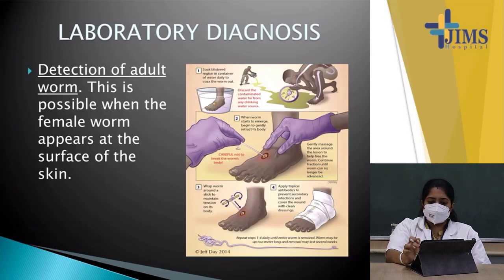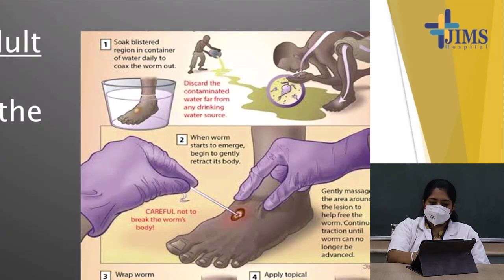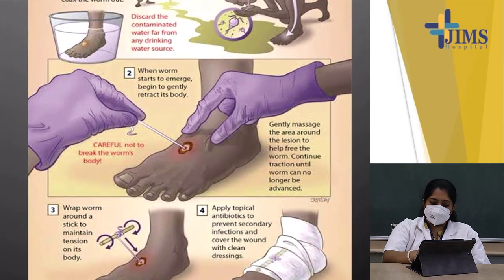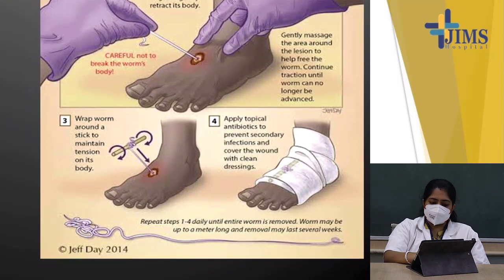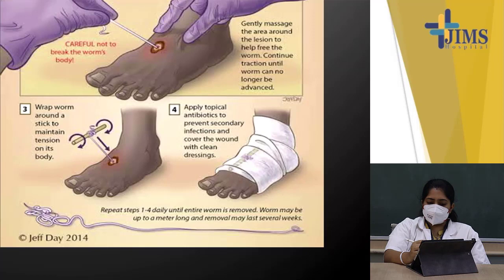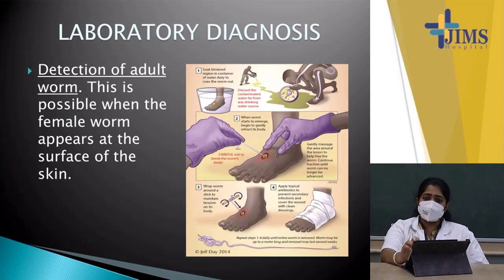Now, coming to laboratory diagnosis. Detection of adult worms. This is possible when the female worm appears at the surface of the skin. You can see. Soak the blistered region in a container of water daily to coax the worm out. Now, when the worm starts to emerge, gently retract its body, being careful not to break the worm's body. Next, wrap the worm around a stick to maintain tension on its body, and then apply topical antibiotics to prevent secondary bacterial infection and cover the wound with a clean dressing. So, this is how we can detect the adult worm.